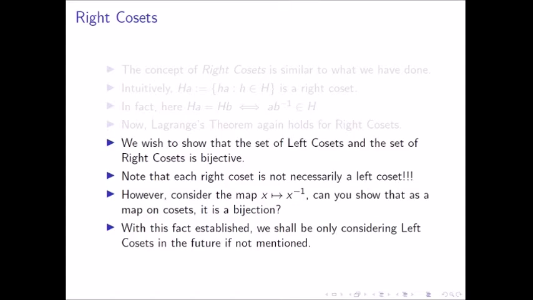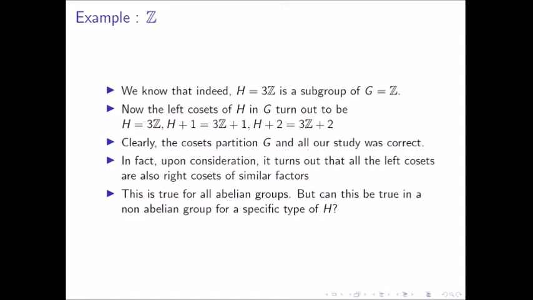So let's carry on. Here we have an example. If H is equal to 3Z, a subgroup of G equal to Z, the set of integers, the cosets of H in G are basically 3Z, 3Z plus 1 and 3Z plus 2. Clearly these partition G. So all our study was indeed correct. This verifies it and also gives you an idea. In fact, for abelian groups, these are also right cosets, so left cosets and right cosets are the same. But what about a non-abelian group? As I said, look for an example in S3 and you will find out that all left cosets are not necessarily right cosets.